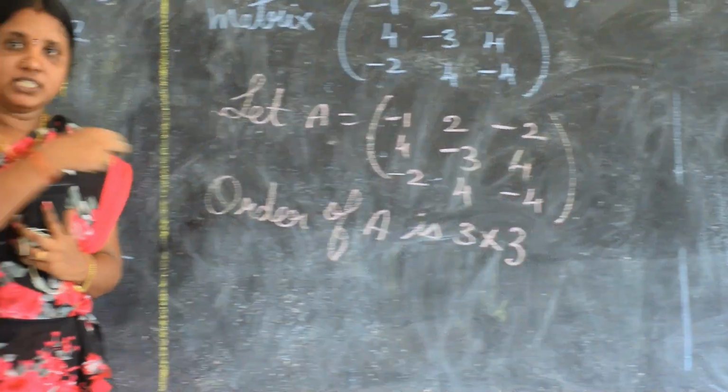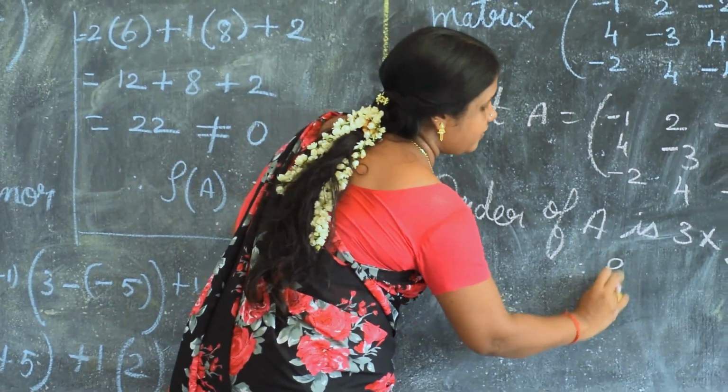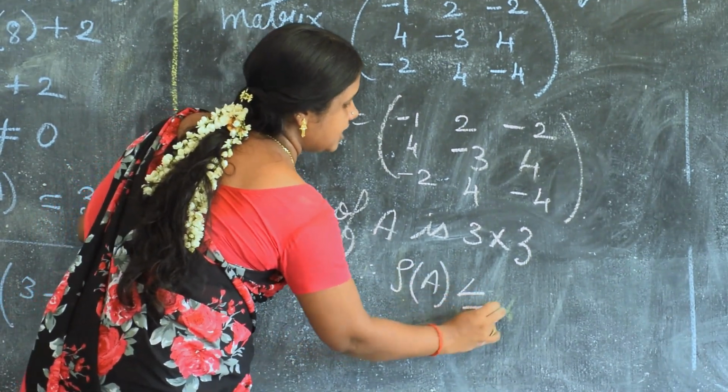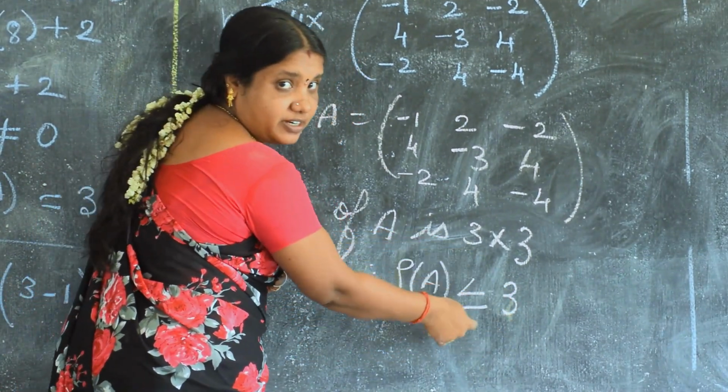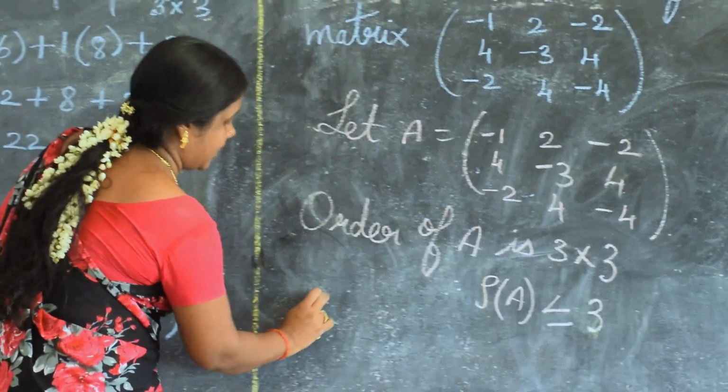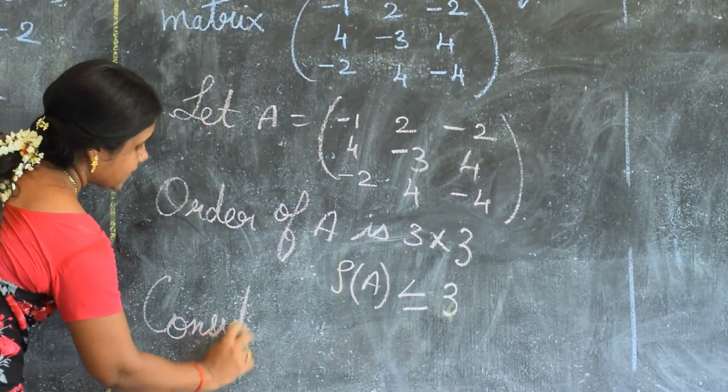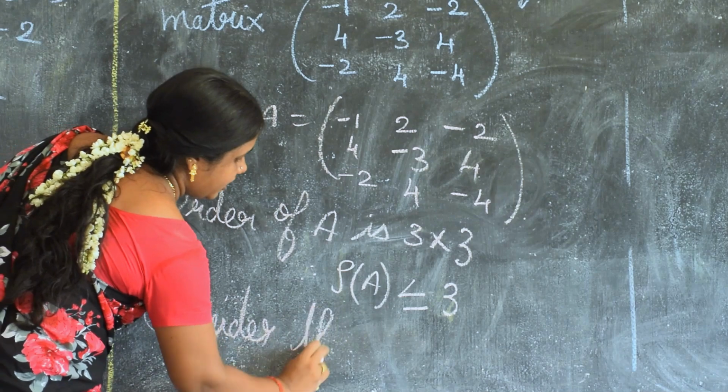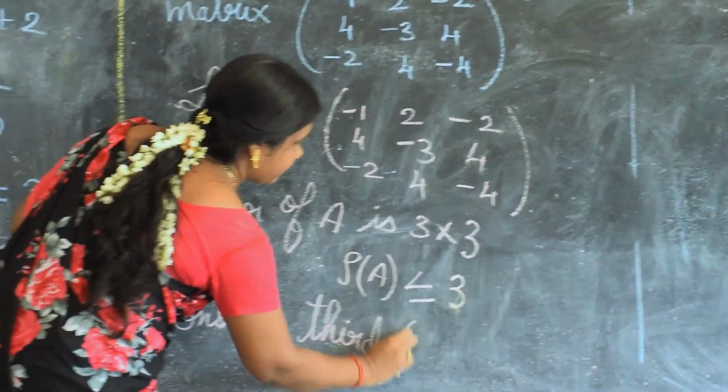Like this model you have to do this problem. So what is our rank of A? It is always less than or equal to, here our order is 3. So you have to write less than or equal to 3. Now consider 3 by 3. So you have to consider third order minor.